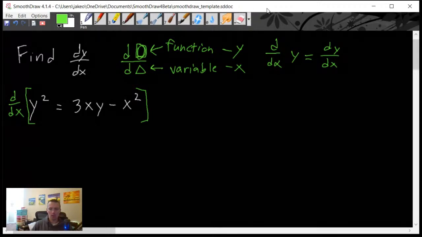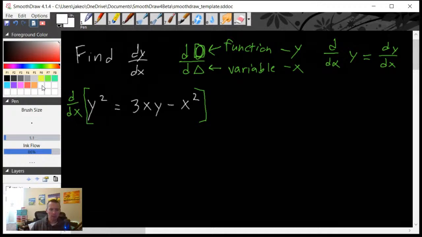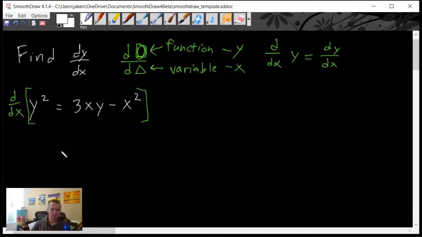So as we're doing this, we basically can just kind of go term by term and think about each of these three terms here, one on the left side of our equation and then two on the right side here. And as we go through and take the derivative of these things, we'll keep in mind that x is your variable.